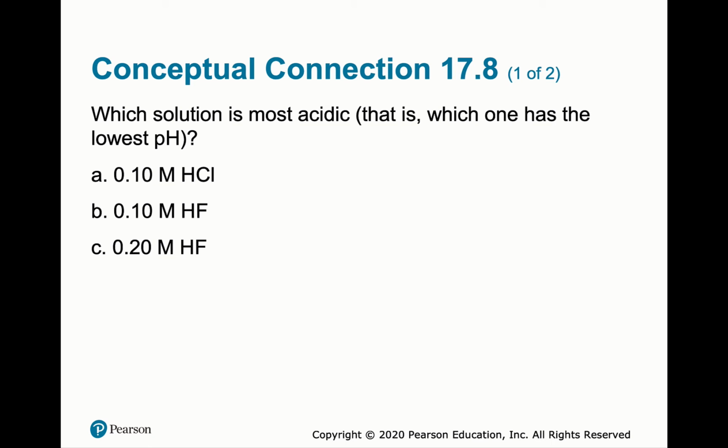So which solution is the most acidic? You have a strong acid and two weak acids, and it turns out the strong acid is the most acidic. Remember, HCl, HBr, HI are strong acids. Nitric, sulfuric, perchloric, those are all strong acids. Hydrofluoric is not on the list; it's a weak acid.